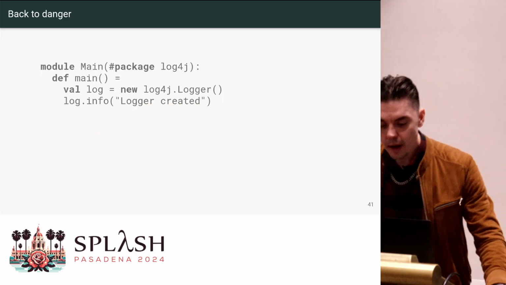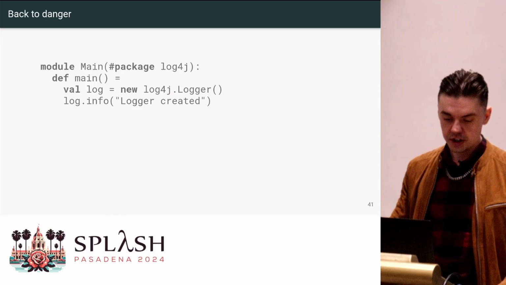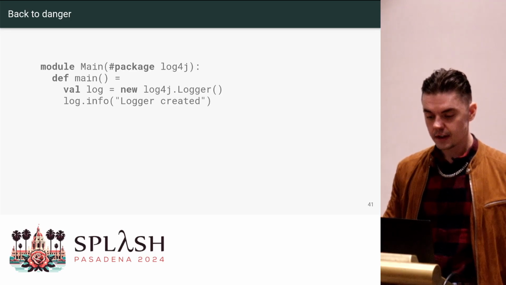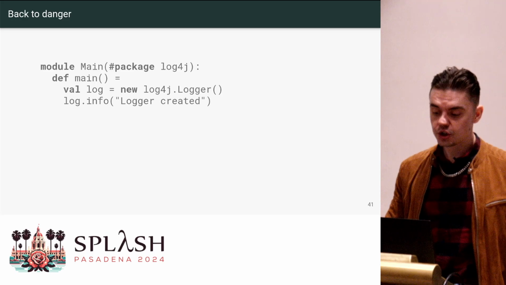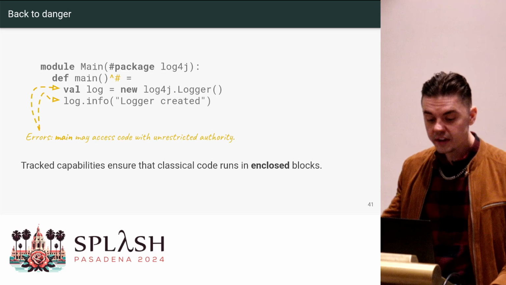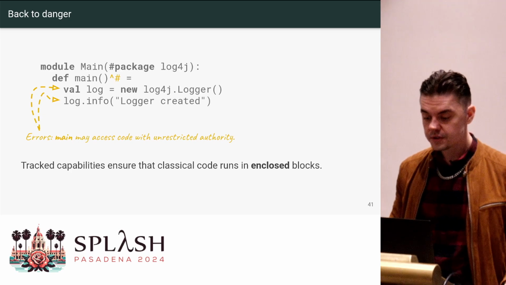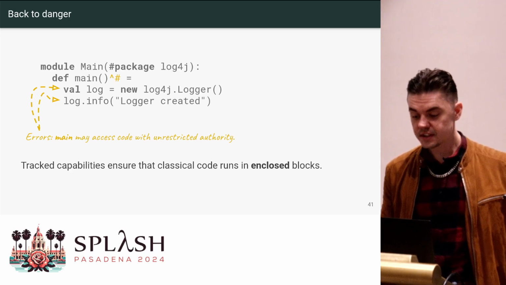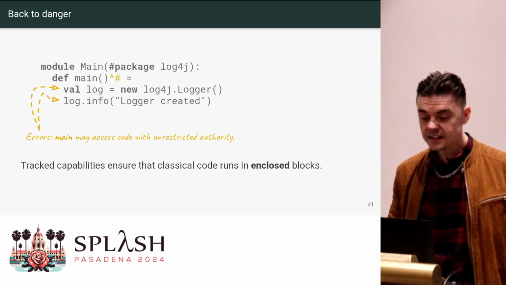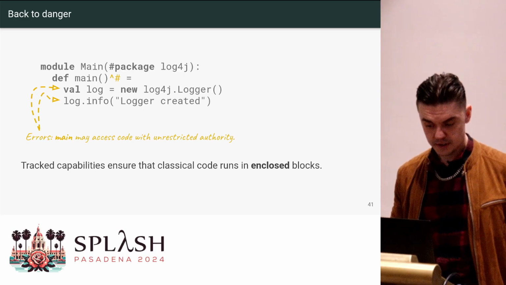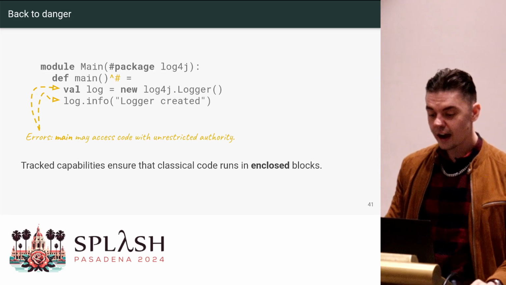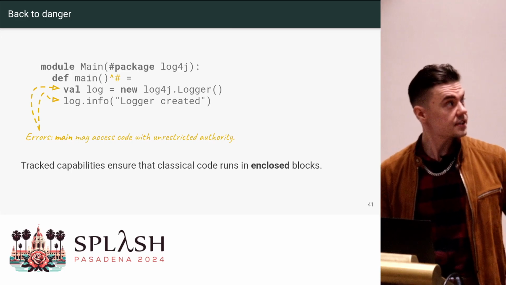Okay, so let's briefly go back to log4j with the danger hash. What that meant is that this package is not capture checked. So we want to run such code under an enclosed block, and what happens if we forget one? Well, we get a compiler error. And that works because now the type system tracks that all definitions in log4j are capture unchecked, right? So that's our equivalent of being dynamically typed. And we forbid main concretely from accessing capture unchecked code, either directly or indirectly, right? So this is a violation of that.